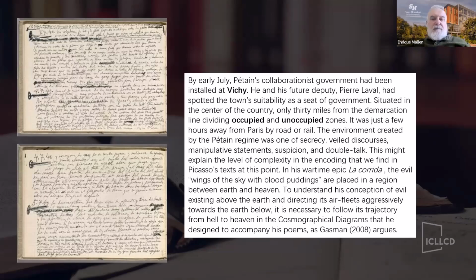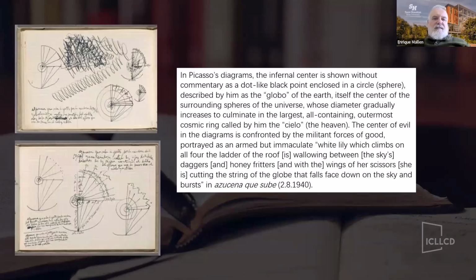This might explain the level of complexity that we see in Picasso's poem, for example, La Corrida, where we read, "Wings of the sky with blood puddings are placed in a region between earth and heaven." To understand his conception of evil existing above the earth and directing his air fleets aggressively towards the earth below, it is necessary to follow his trajectory from hell to heaven in a cosmographical diagram that he drew, as you can see here on the left-hand side.